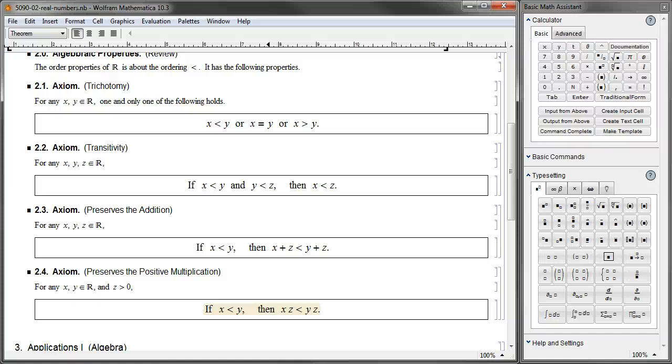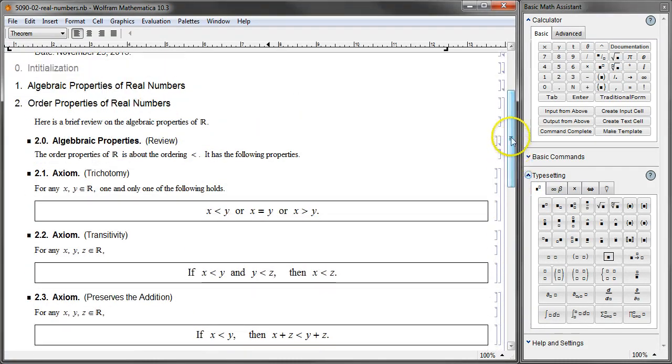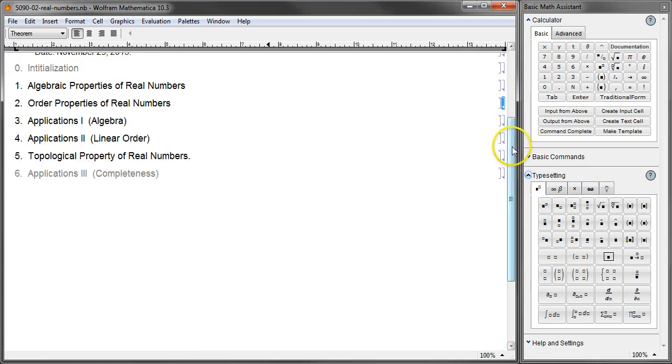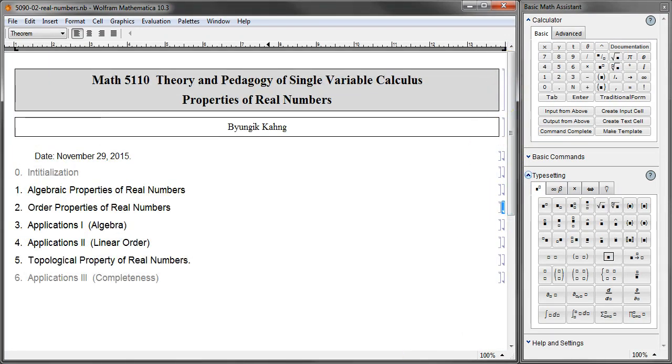Now what if z is negative? We can actually prove that we have to flip the direction of the inequality using all the properties that we discussed before. And those and many others will appear in these applications 1 and 2. And we're going to talk about those in a separate video.